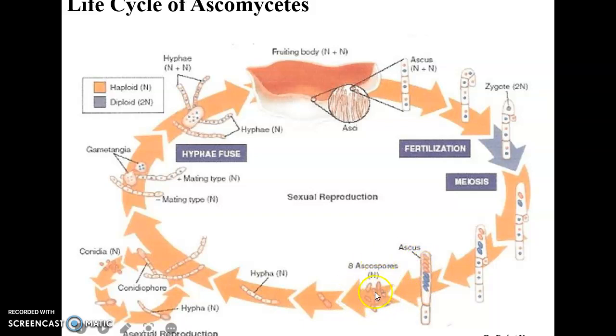When these 8 ascospores are formed, the sexual reproduction is complete. When these ascospores fall into very suitable environmental conditions, they develop into a haploid mycelium, and the life cycle starts again. So this is the whole process, which consists of the asexual and sexual modes of reproduction in Ascomycetes.